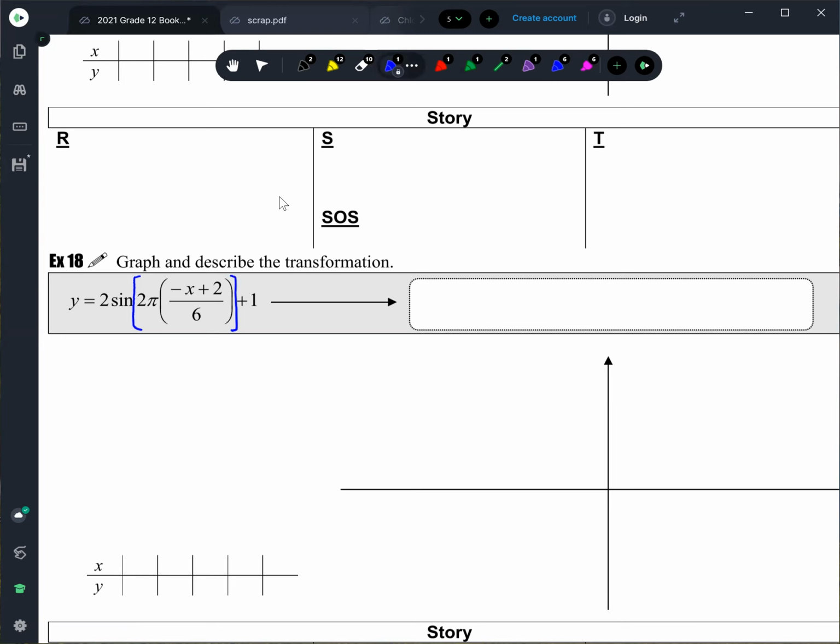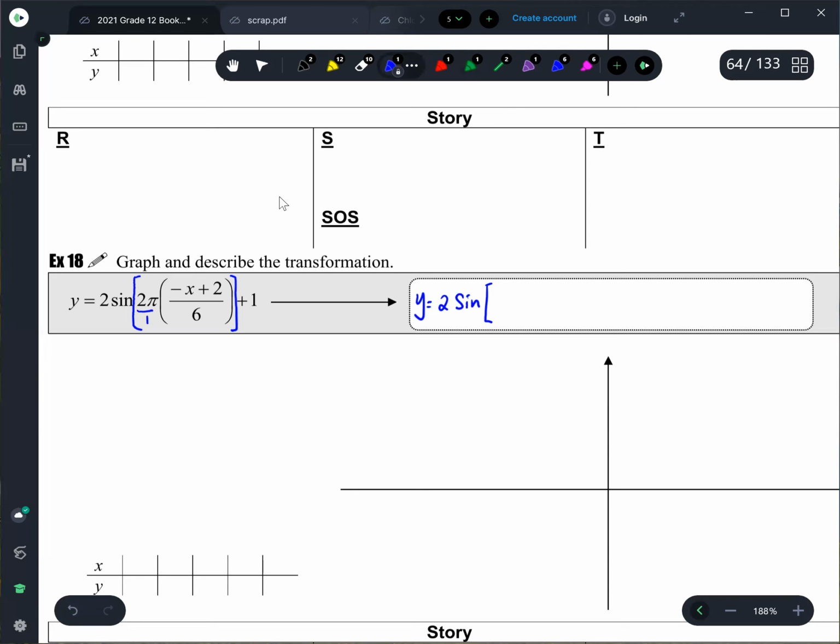Okay, so we're gonna focus on that. So the way we are going to rewrite it, 2 is fine. 2 is our A, right? Now after the 2 pi, you can think of it as 2 pi over 1. So 1 is in the denominator. The 6 is also in the denominator.